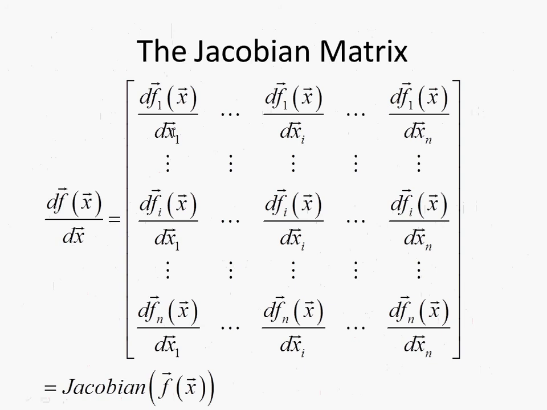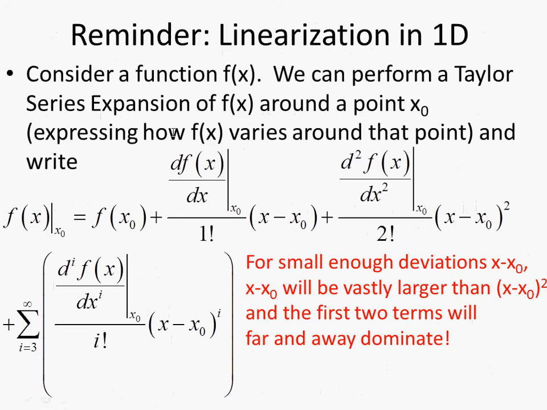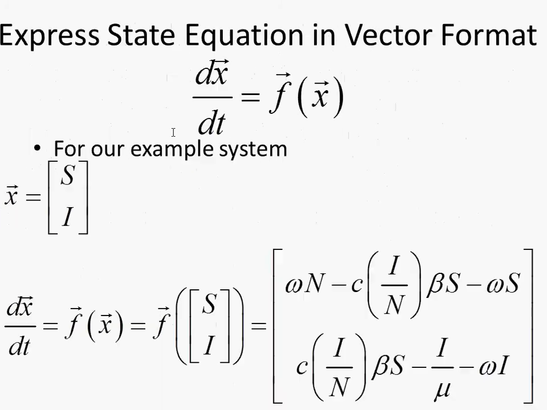Okay? So the Jacobian matrix is basically a fancy thing that represents how quickly each of the terms within this derivative vector here are changing with respect to each of these state variables, s and then I, s and then I, on the second row of the Jacobian matrix.